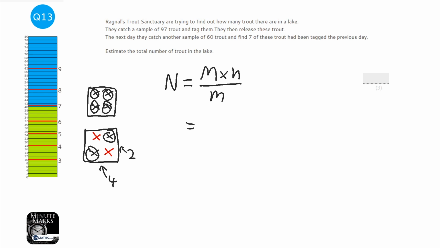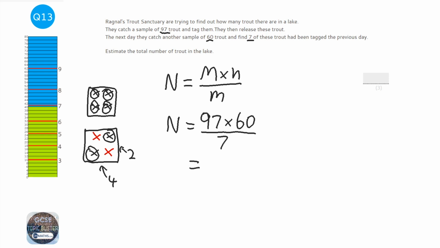So let's apply this to the question. Let's work out what M is. M is the amount of trout that we marked, so we marked 97. Little n is going to be the size of the sample that we took again, so the 60. That's our recapture sample, the sample we took a few days later or the next day. We're going to divide that by the amount of those 60 that were tagged or marked, which is 7.